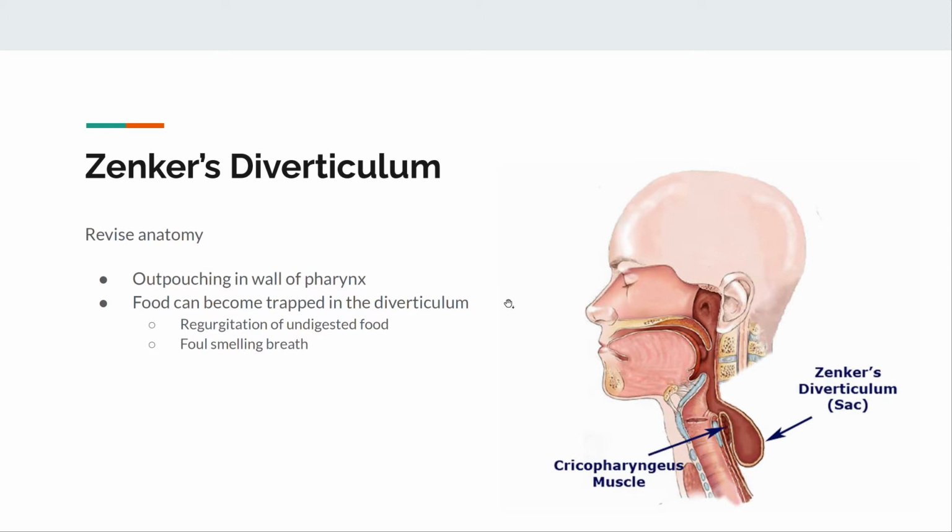Zenker's diverticulum, you've learned about in anatomy, so revise which parts it's popping through, but it's essentially an outpouching of the posterior pharyngeal wall, and food can get trapped there, and then you end up regurgitating this undigested food that smells really bad, and your breath will smell really bad. Just be aware of that.